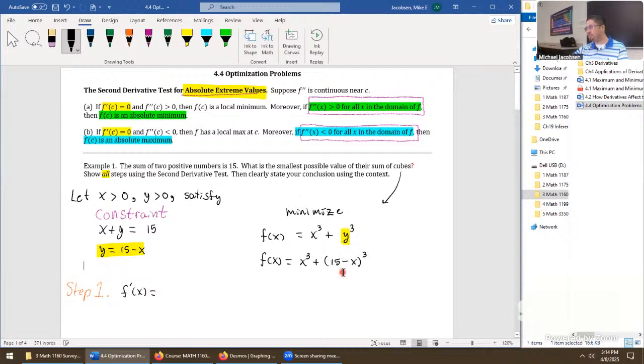Notice I didn't expand 15 minus x to the power 3. It's kind of an annoying expansion. I'm just going to differentiate it right in this format. The derivative of x cubed is 3x squared. This second derivative is a chain rule problem. So let's run through this one.